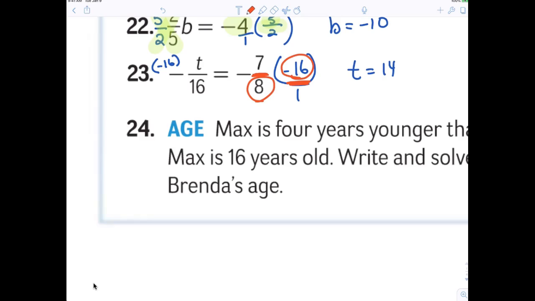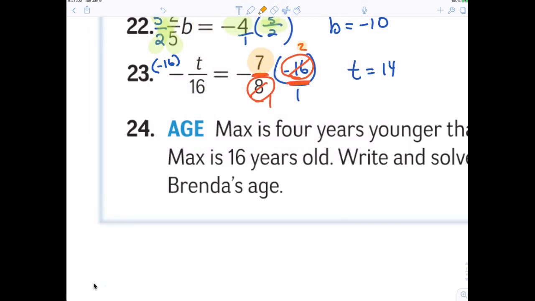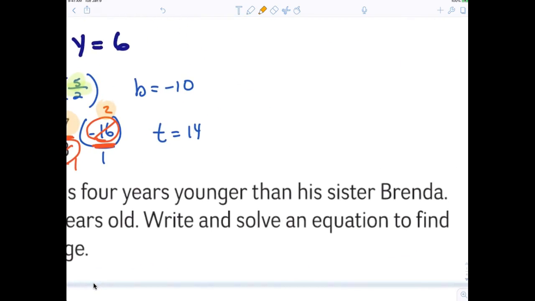16 divided by 8 is what? 2. And then you cross this out, make it a 2. Cross this out, make it a 1. And now you're just taking this 7 and multiplying it by 2 and get 14. Is that good now?